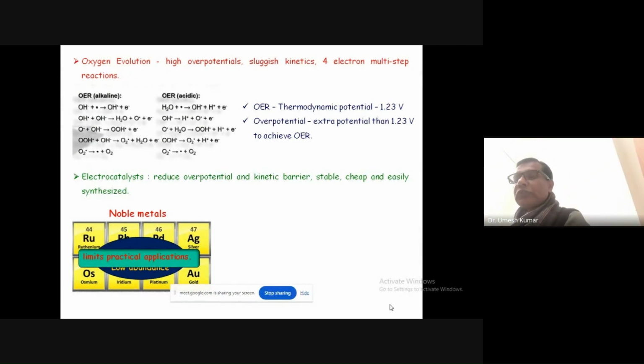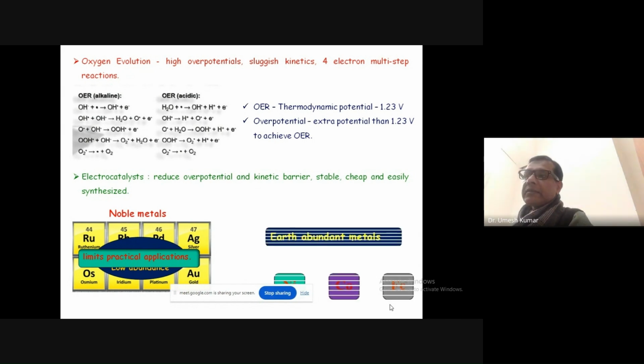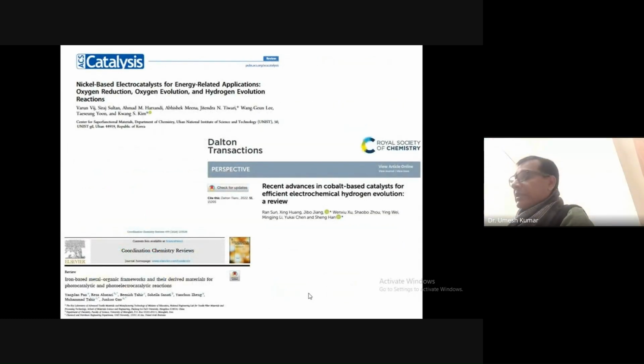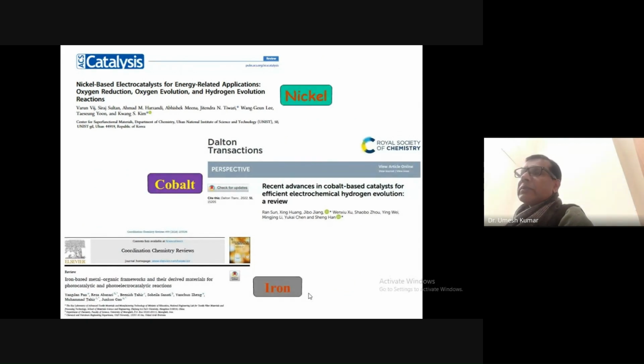So now people are switching over to earth abundant metal catalysts. Not only in India, everywhere people are nowadays using earth abundant metals as electrocatalysts, like nickel, cobalt, iron, manganese, and other earth abundant metals. You can see in the literature that many people have already given very good review articles for nickel based, cobalt based, and iron based materials for electrocatalytic activity. These very recent articles indicate that many people are working in this area.